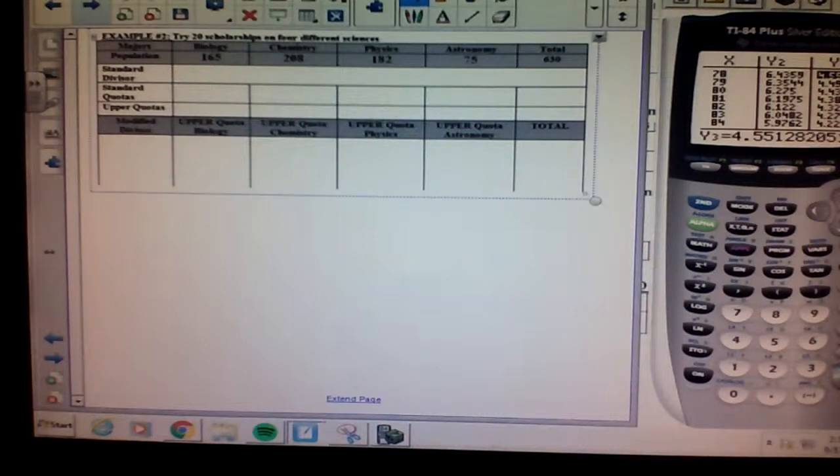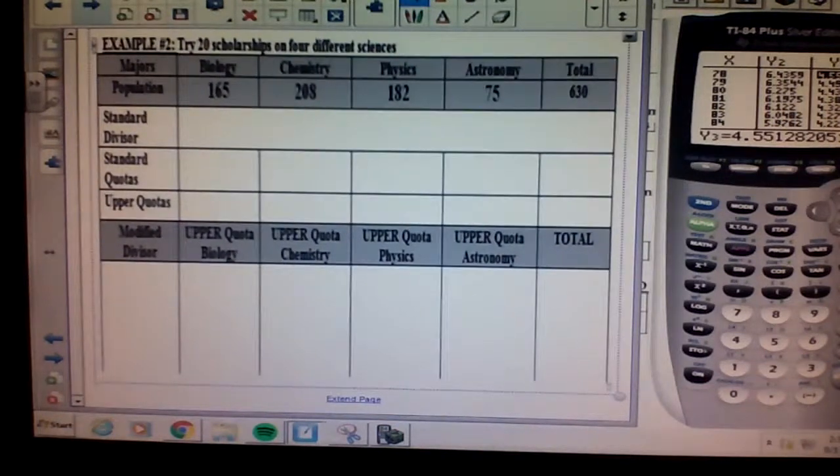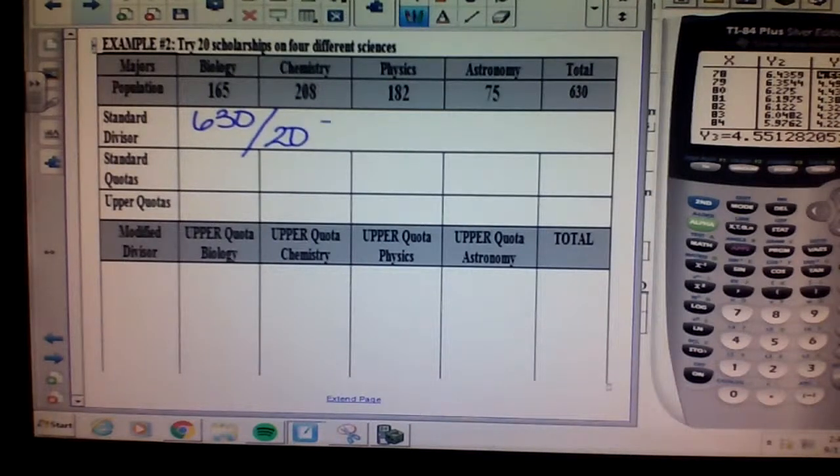Okay, before I even start this one, what do I need to do first? I need a standard divisor. How do I find my standard divisor? Add them all together, just divide by 20. Population, so 630 divided by 20. That's literally what it said.